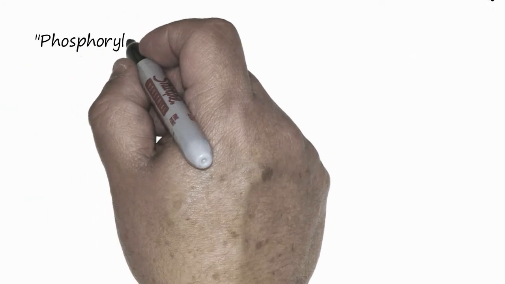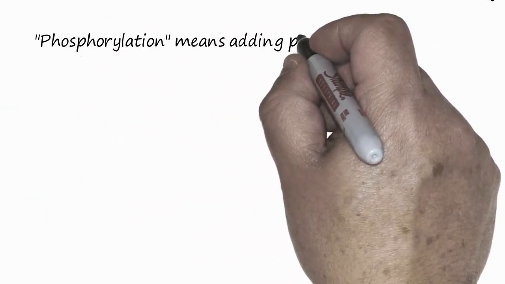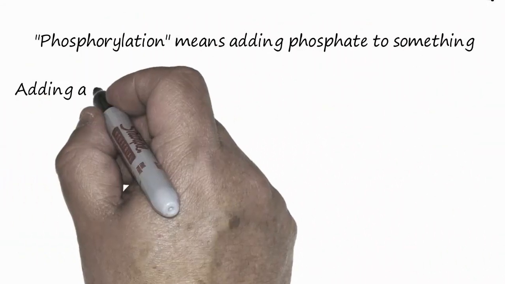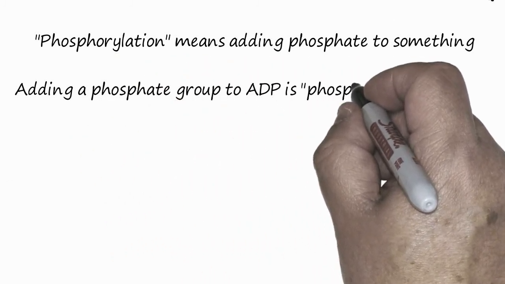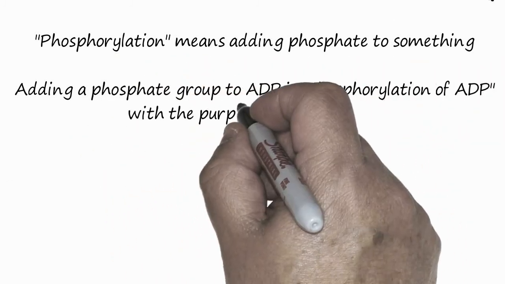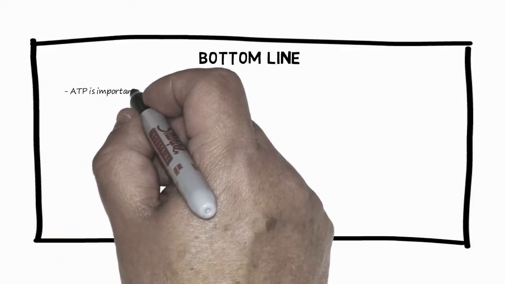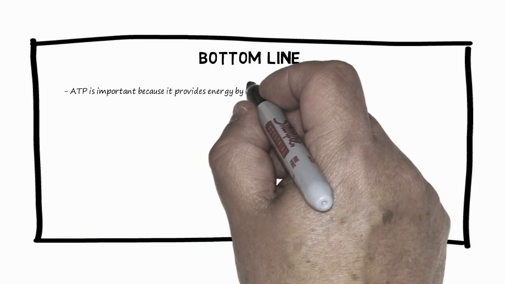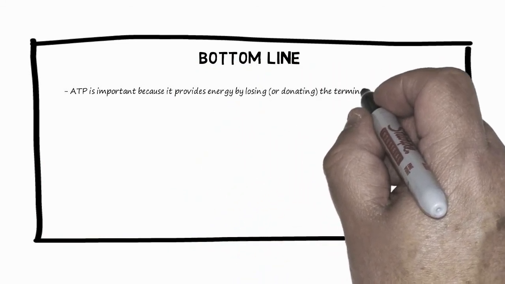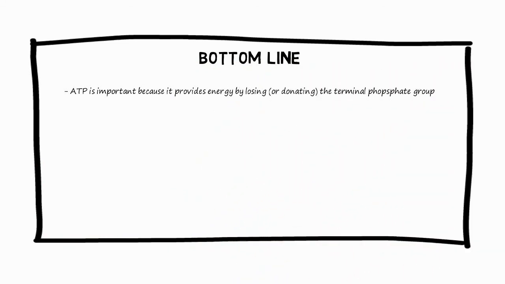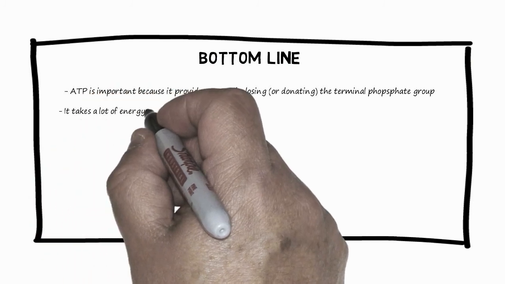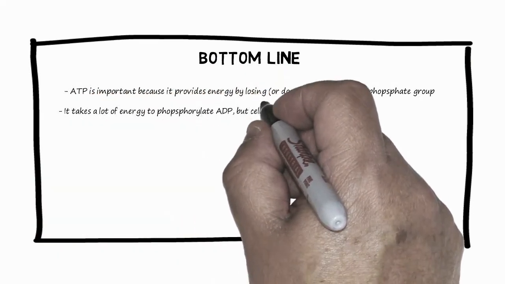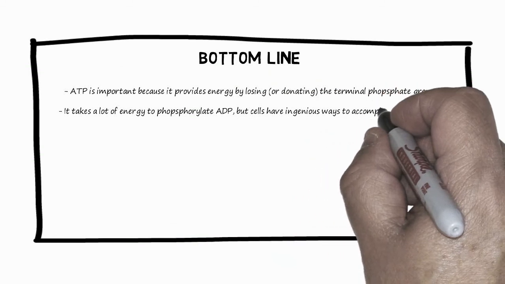Adding phosphate to anything is what we call phosphorylation. So adding that third phosphate to ADP is indeed phosphorylation of ADP, and the purpose is to make ATP. The take-home message here is that ATP is important because it provides energy by donating the terminal phosphate group. It takes a lot of energy to phosphorylate ADP, because the phosphate groups all have the same electric charge.